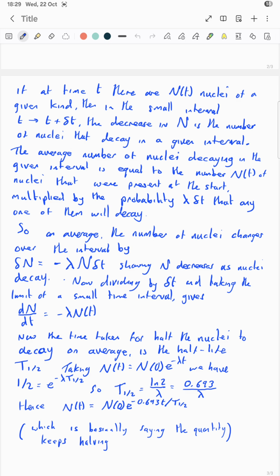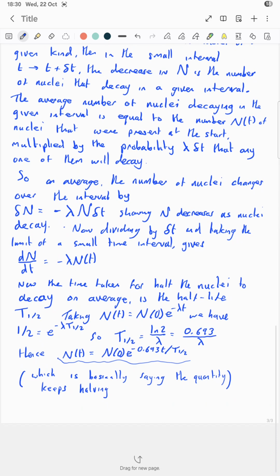Now, dividing by delta t and taking the limit of a small time interval gives dN over dt, which is the differential equation. The time taken for half the nuclei to decay on average is the half-life, t 1/2. Taking N(t) to be N of 0, e to the minus lambda t, we have 1/2 equals e to the minus lambda t 1/2. So t 1/2 equals the logarithm of 2 over lambda, or in this case 0.693 over lambda. Hence, this is our exponential decay function, which is basically saying that the quantity keeps halving. It's the half-life of this.